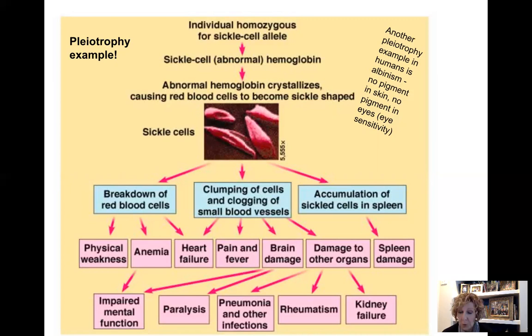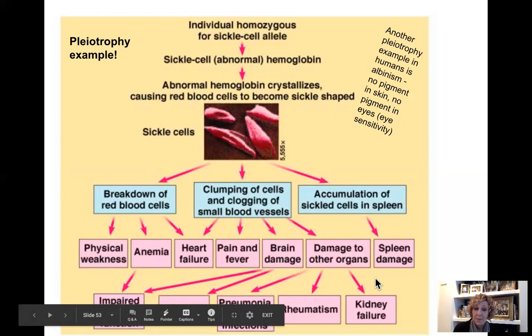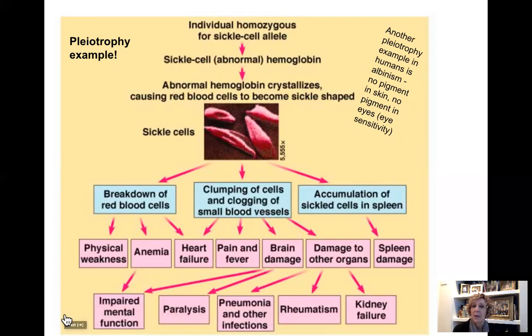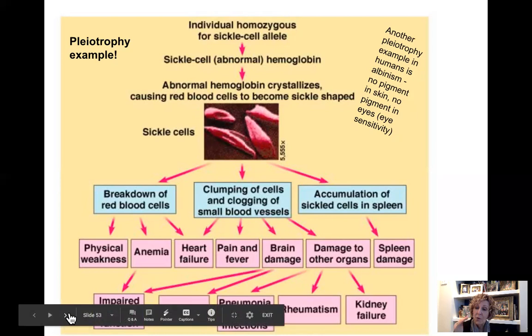And that causes a multitude of effects: breakdown of red blood cells, clumping or clogging of small blood vessels, and accumulation of these sickle cells in the spleen. That determines all of these other symptoms and effects like kidney failure, impaired circulation, and pain. That would be an example of a pleiotropic effect. Another example is albinism. If you have no pigment in your eyes or your skin, there are multiple effects that can result.